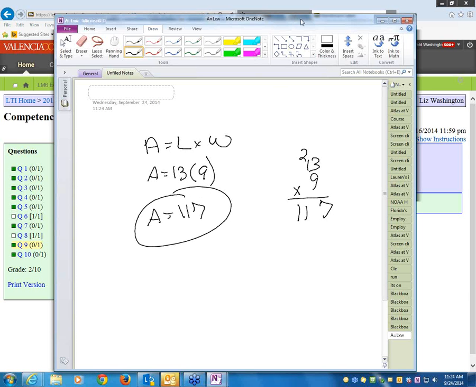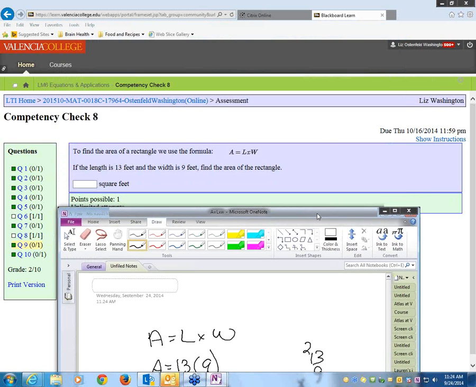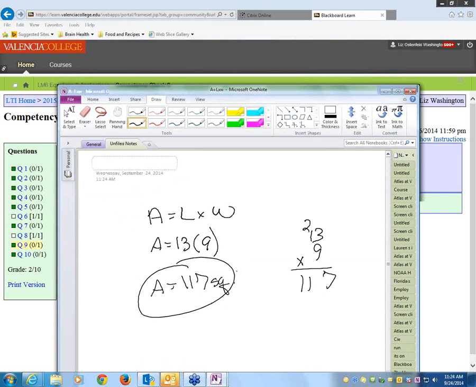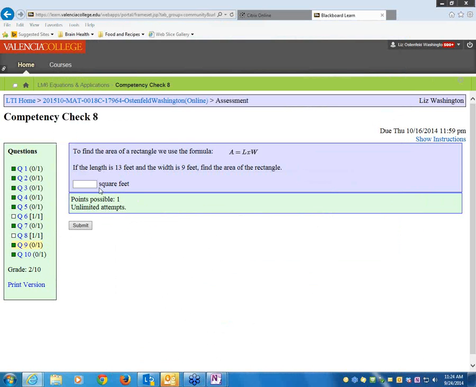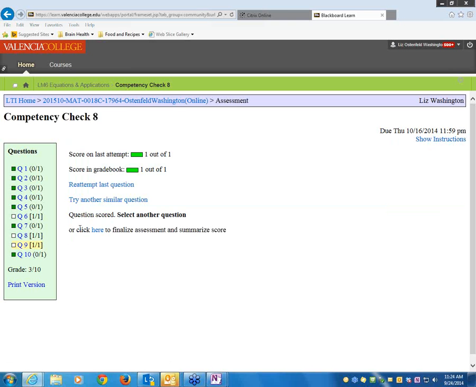And 117, what? It's going to be square units because area is always square units. And it's going to be, let's see, feet. So square feet. 117 square feet. Now you can see they already wrote the square feet there. So I should just be able to type in my number. But again, you want to remember the area is always squared. Okay?